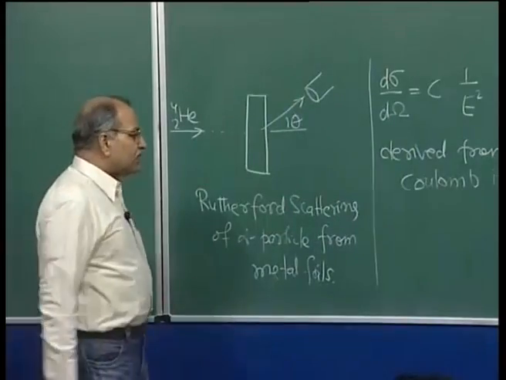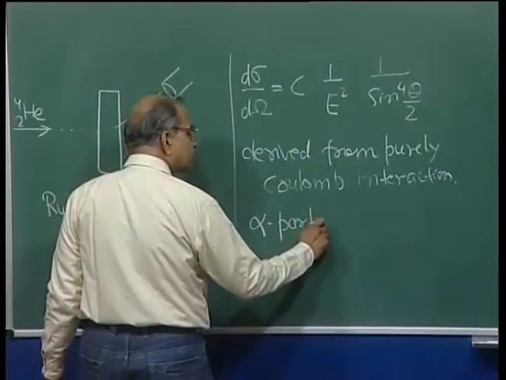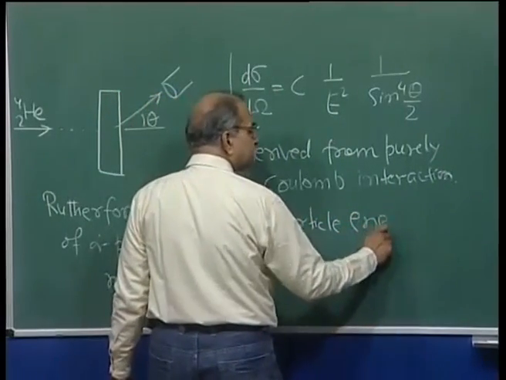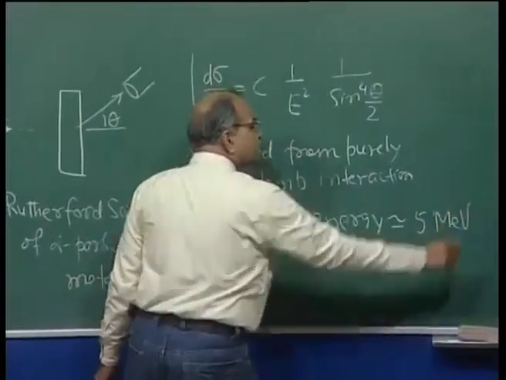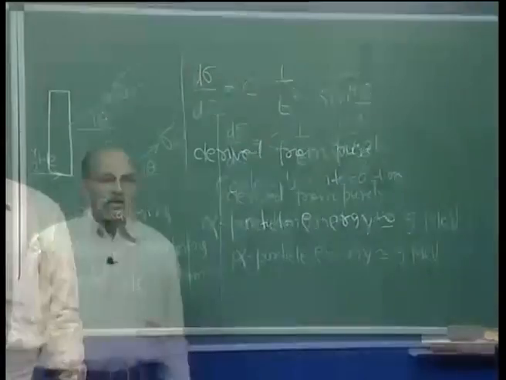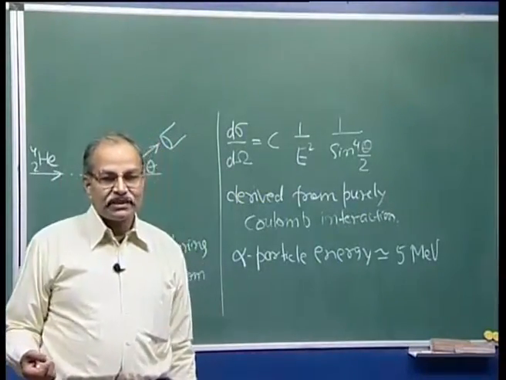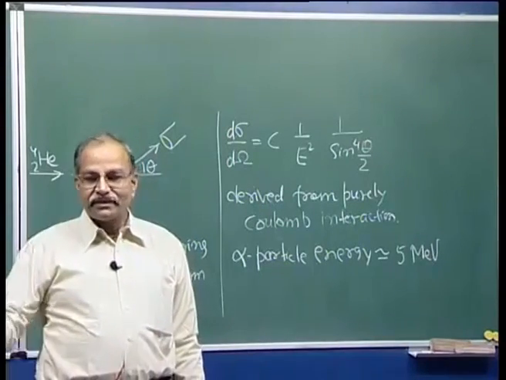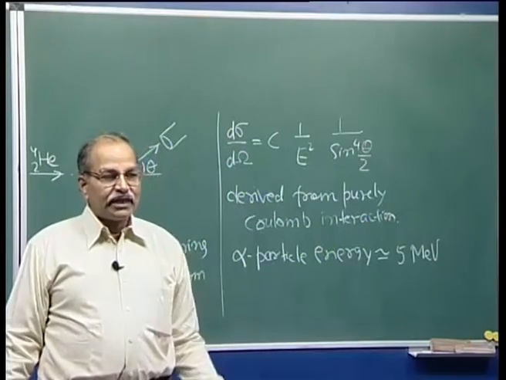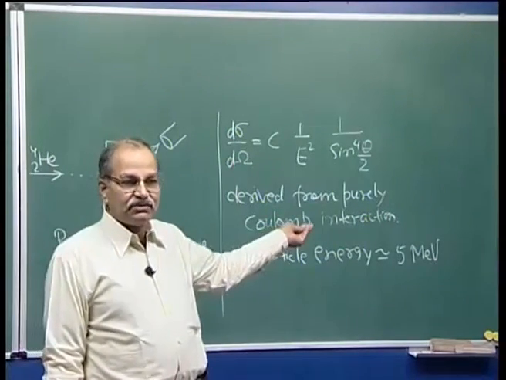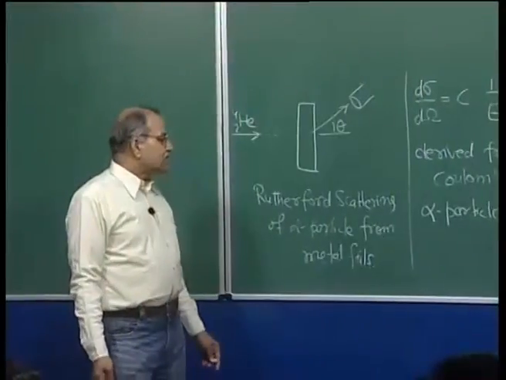Now, the alpha particle energy that was used in the original Geiger-Marsden experiment was around, say, 5 MeV. He used a natural radioactive source, and from natural radioactive sources, when alpha particles come out, the energies are of the order of 4 to 8 mega electron volts. So, that is the kind of energy he was using, and several metal foils were used in that original experiment.